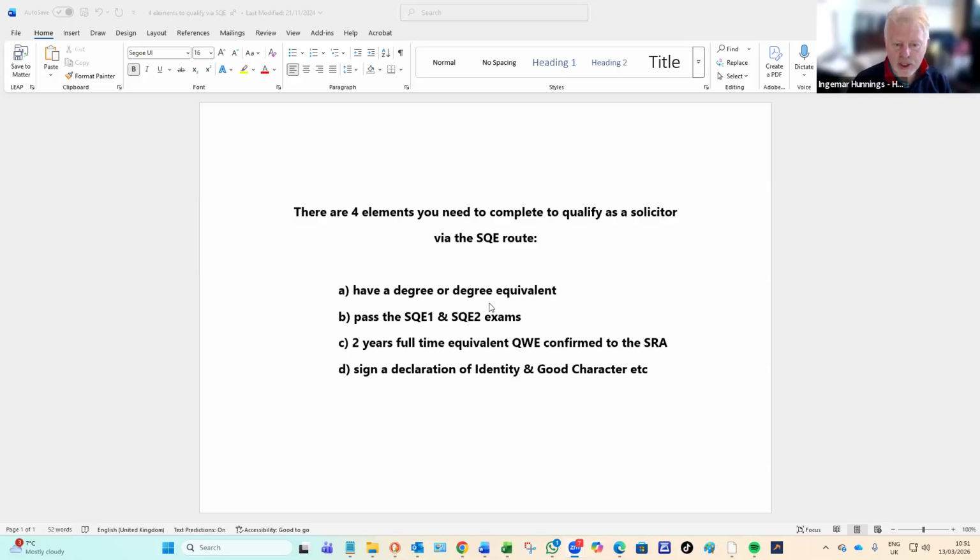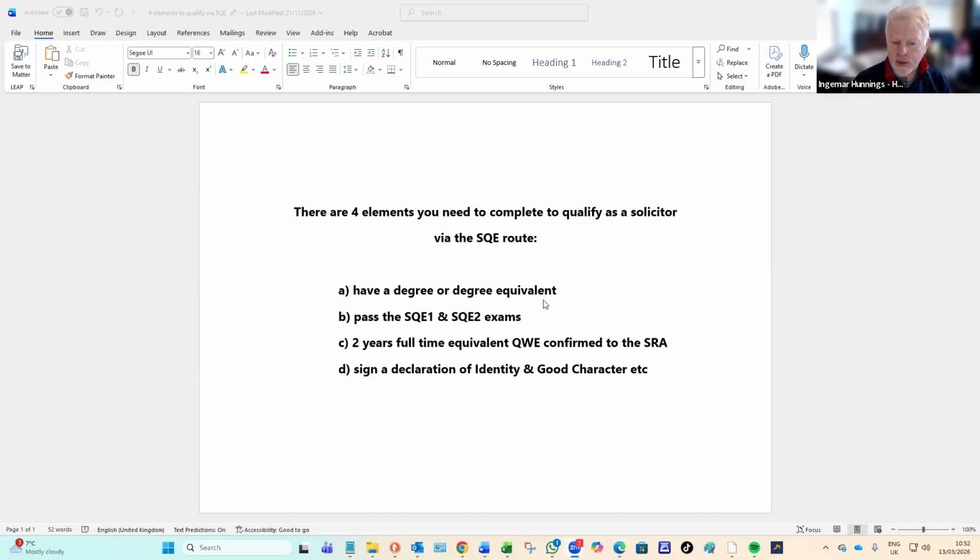Okay, so you need to have a degree or degree equivalent. You need to pass the exams, the SQE1 and the SQE2. You need to have 2 years full-time equivalent QWE, qualifying work experience, confirmed to the SRA by an SRA-regulated solicitor or a COLP. And you don't need to worry about the COLP, but that's something to do with the compliance officer within an SRA-regulated law firm. And then finally, you've got to prove your identity, criminal records checks, that sort of thing. So let me talk about these in some more detail, then I'll talk about exemptions.